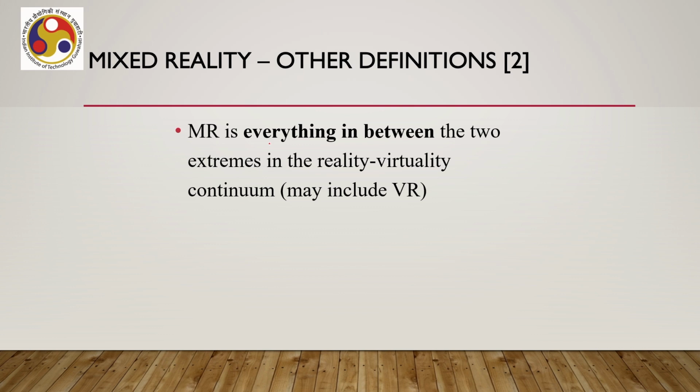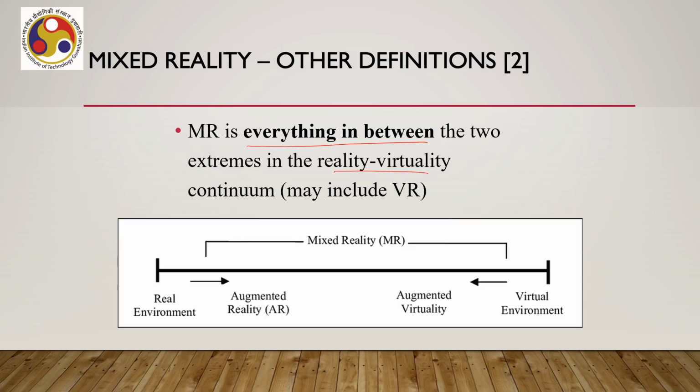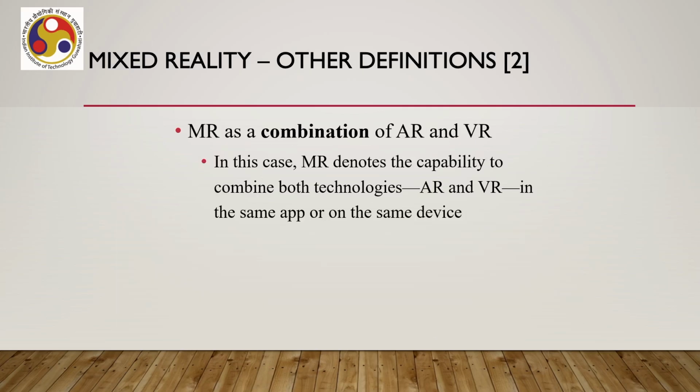MR is everything in between the two extremes in the reality virtuality continuum. So, recollect our earlier discussion on this reality virtuality continuum. On one extreme is real environment, on the other extreme is virtual environment. In between whatever is there, we can call everything to be MR. So, this definition of course includes the term AR into the broader definition of MR. So, AR is nothing but MR as per this definition.